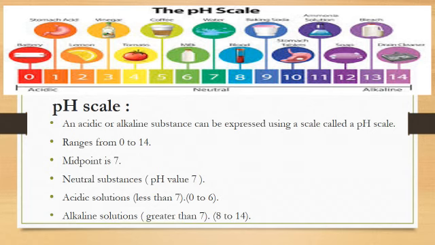pH scale. An acidic or alkaline substance can be expressed with the help of the pH scale. Students, you can see the diagram of the pH scale. In the diagram, you can see that the pH scale ranges from 0 to 14 and the midpoint of the pH scale is 7. So, pH value 7 is for neutral substances, and for acidic solutions, pH value is less than 7, which is from 0 to 6, and for alkaline solutions, pH value is greater than 7, which is from 8 to 14.